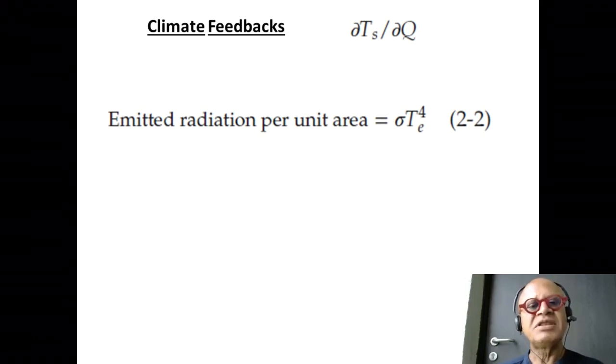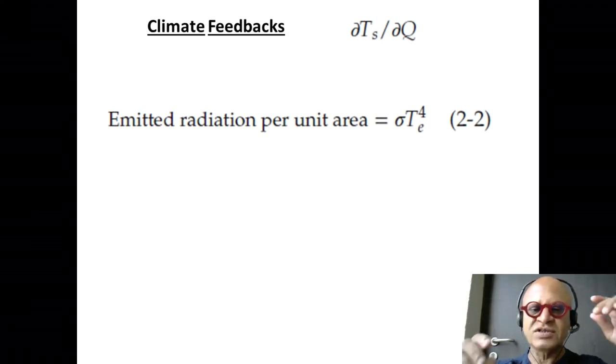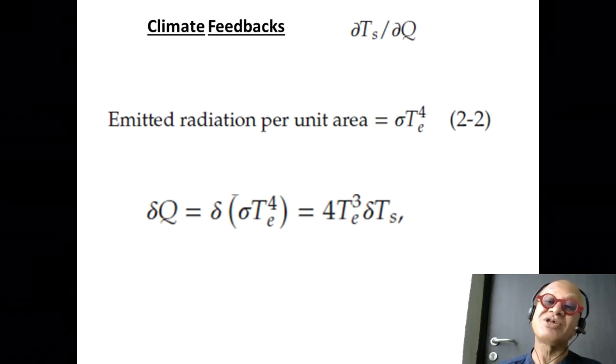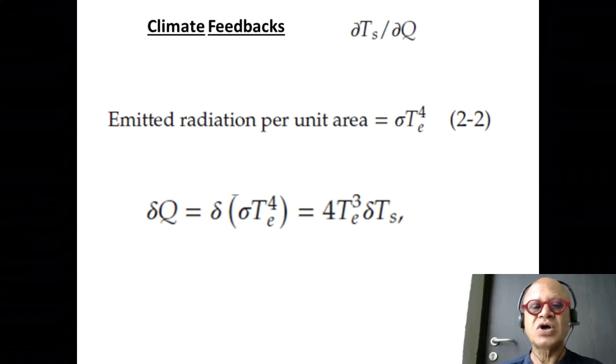Okay, so emitted radiation per unit area is sigma Te to the fourth. Going back to our simplifications, we just assume there is some layer where the effective temperature is going to determine how much energy is being lost, and then we take a partial differential of this. You have to learn that by yourself. I'm not going to teach that part. So delta Q is this one, the energy flux.